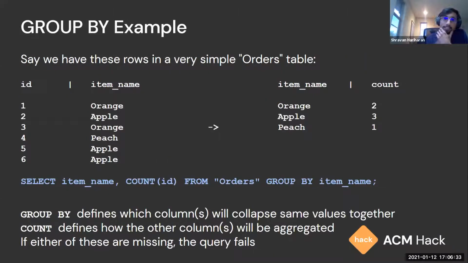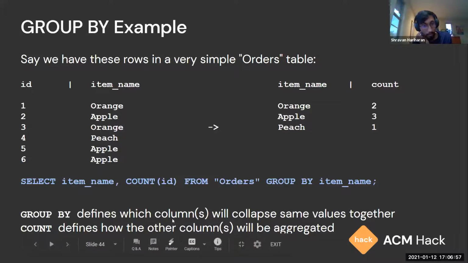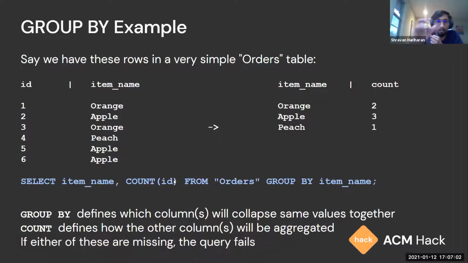Okay, so let's say we have an orders table with these rows. So you have ID and item name, and what we're going to do on this table is run the query below. We're going to select item name, comma, count of ID from orders group by item name. Okay, what does this do? We're selecting all the IDs from orders and grouping them by their item name.